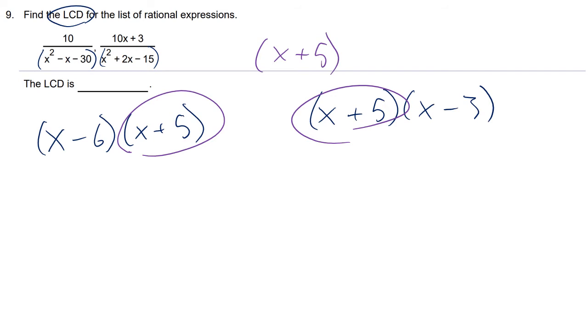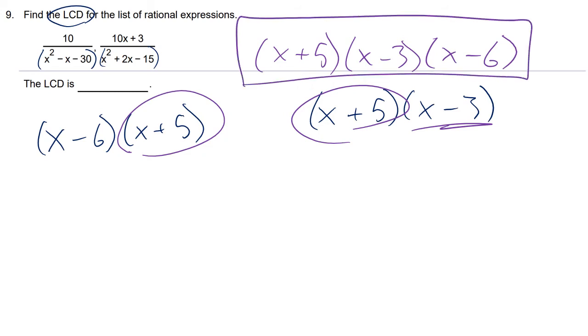But a common denominator needs to have all of the pieces. So we also need the pieces that we don't have in both, but we have in each. So that's to say, make sure that you cover everything. So they each had an x plus 5, but we only need to put that once. They also need an x minus 3, and they also need an x minus 6. And so that is going to be our answer.